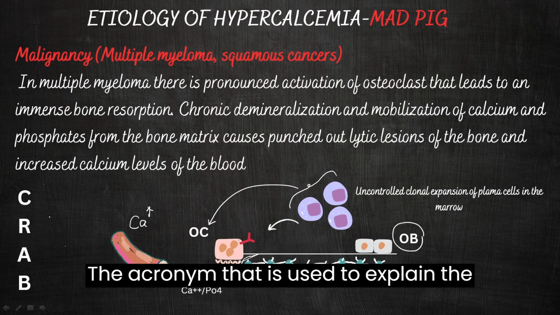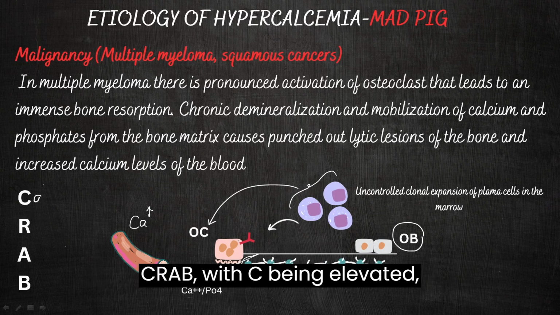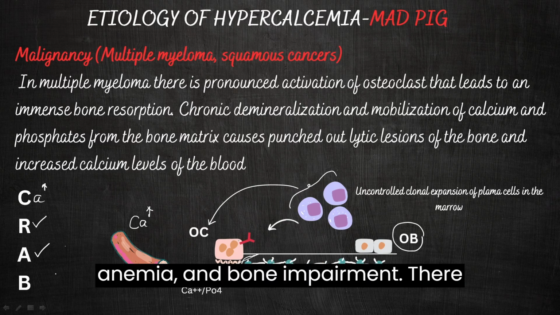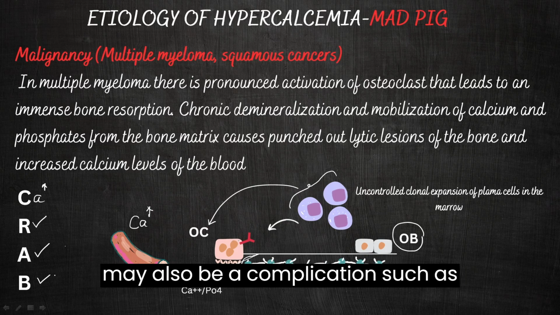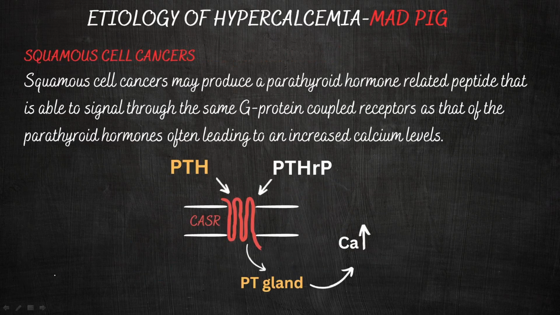The acronym that is used to explain the typical features of multiple myeloma is CRAB, with C being elevated calciums, renal failure, anemia, and bone impairment. There may also be a complication such as AL amyloidosis, among many other complications.